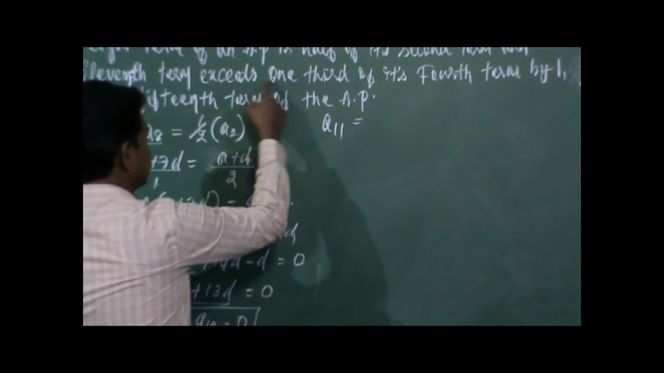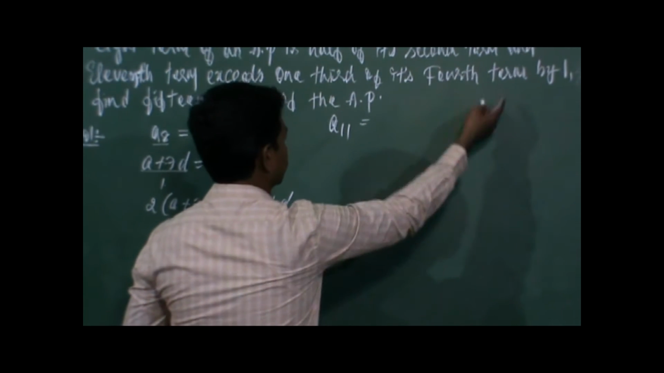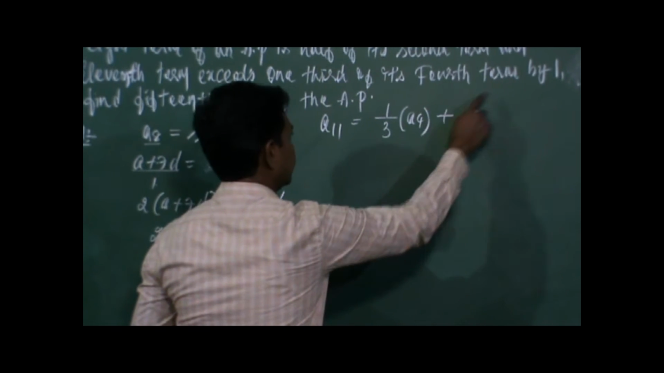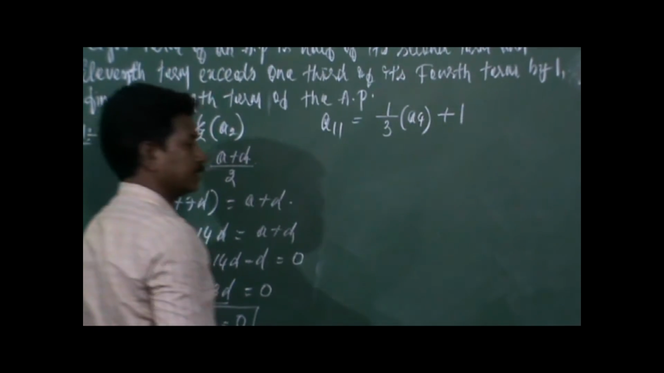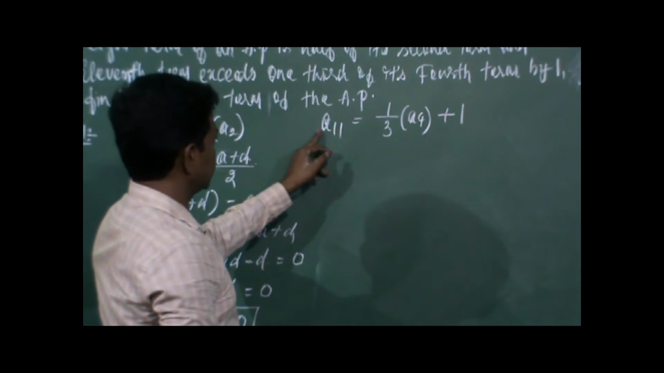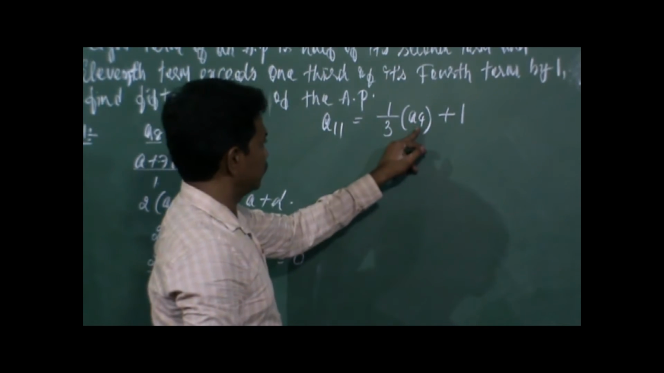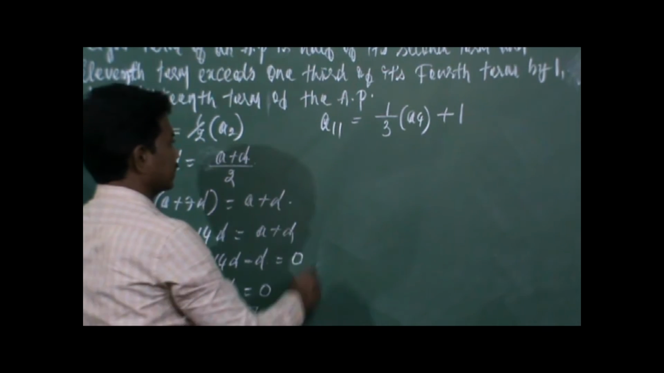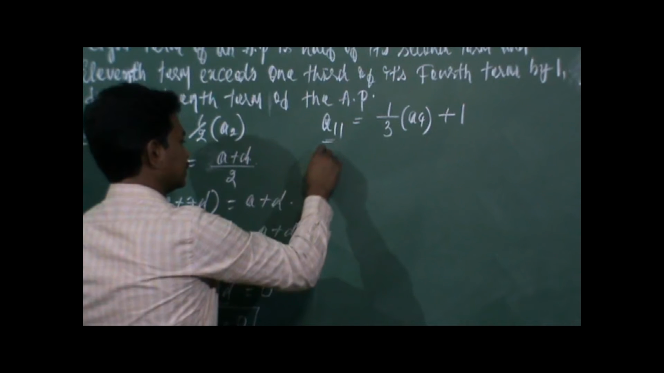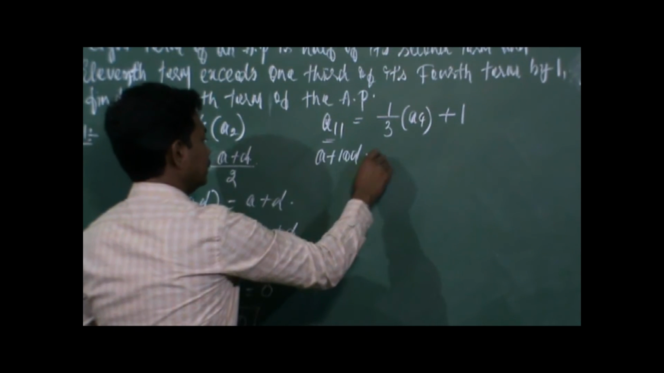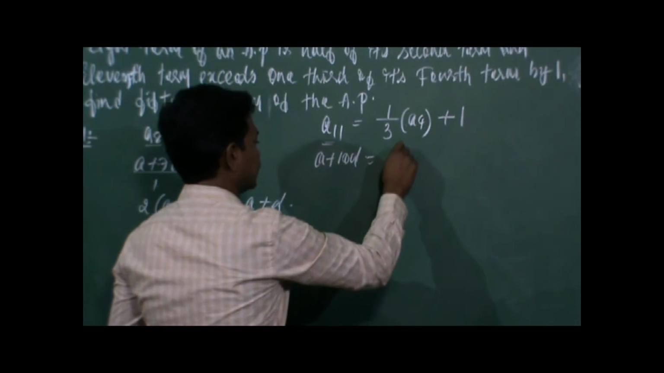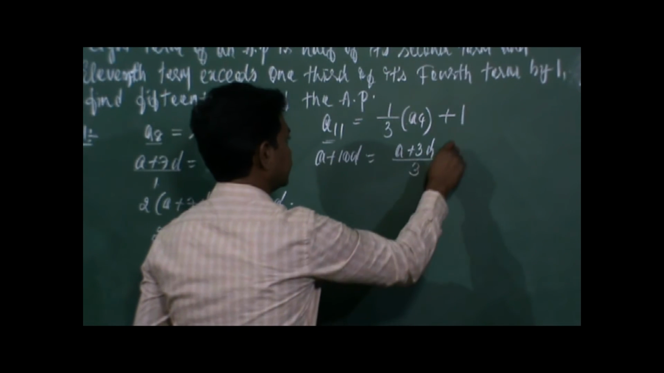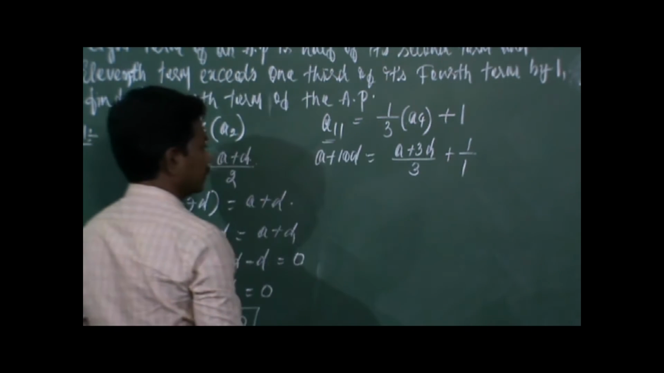So 11th term exceeds 1/3 of its fourth term. So 1/3 of its fourth term by 1. So this is how it comes. So 11th term is 1/3 of its fourth term exceeding by 1. So this is the mathematical format. So A11 can be written as A plus 10D is equal to A4, which can be written as A plus 3D, by this 3 comes in the denominator, plus 1 by 1.